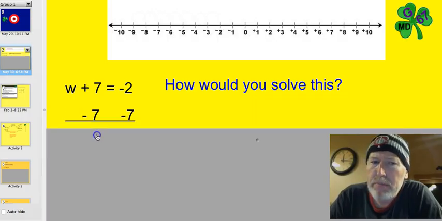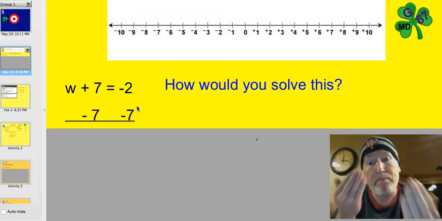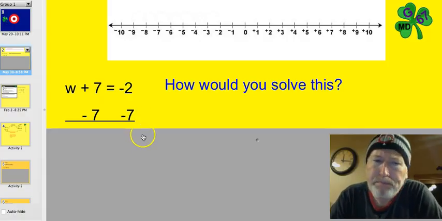Here's the way you do it simply. You have a positive 7 on this side. You have W plus that positive 7. You always want to get the W by itself. You want to isolate it. So the way you get rid of a positive 7 is to subtract 7. So you subtract 7 from this side of the equation. You have to subtract 7 from the other side of the equal sign as well. You have to balance both of them out.